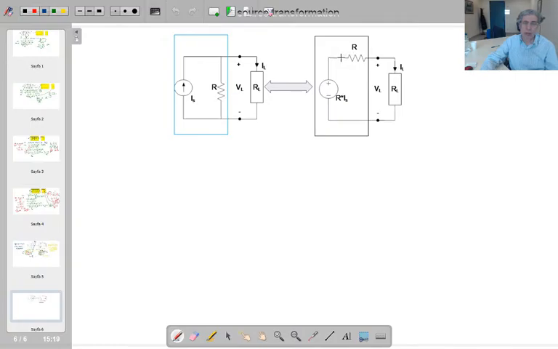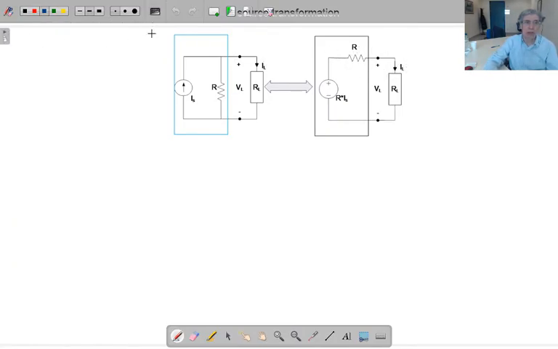This is called source transformation. So, let me write it here. Source transformation. Although it says source transformation, this is an equivalent circuit. Example.